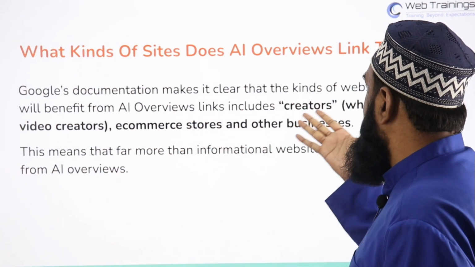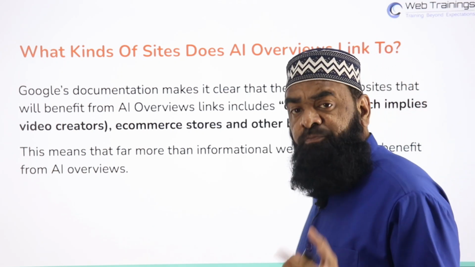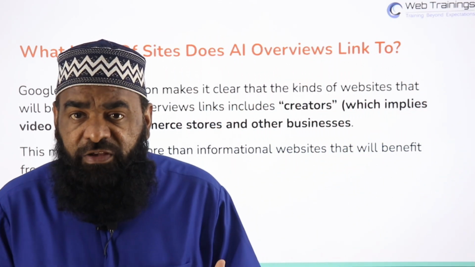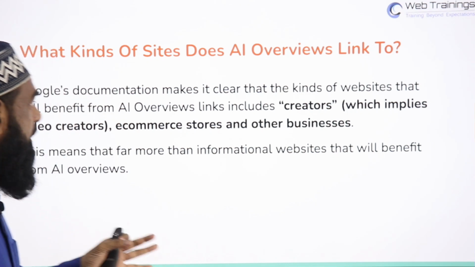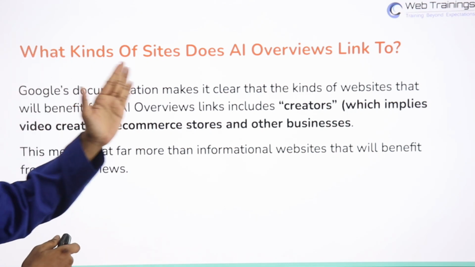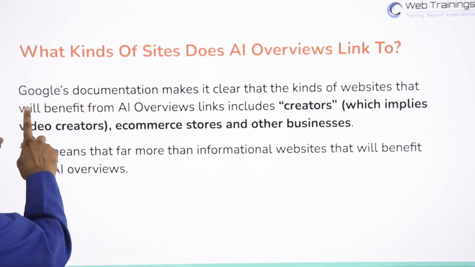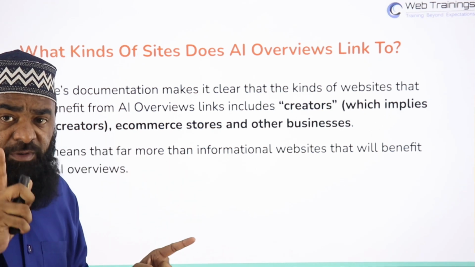What kind of sites does AI overview link to? Now, as I said, AI overview will link to some websites. So what are those types of websites which it will link to? Google's documentation makes it clear that there are kinds of websites that will benefit from AI overview. So there will be benefit.